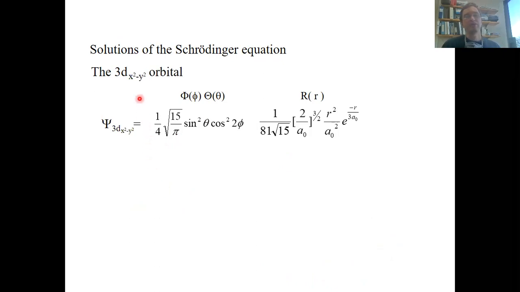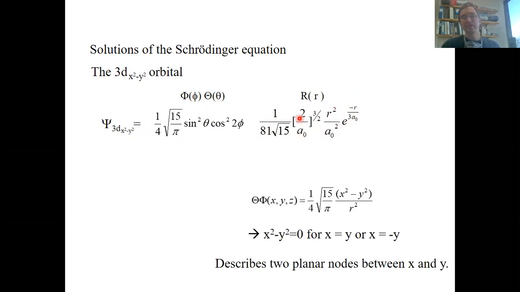Okay, now let's go to the 3dx squared minus y squared orbital. So the wave function has this form here. Let us analyze it. We see again that the angular part of the wave function is a function of the two angles, and the radial part of the wave function is a function of this exponential term, this r squared term, and this simple coefficient here. So let us look at the angular part of the wave function, and let us transform it into Cartesian coordinates. Then it has this form here.